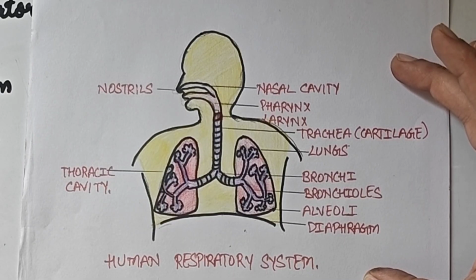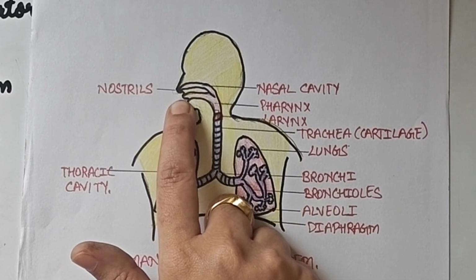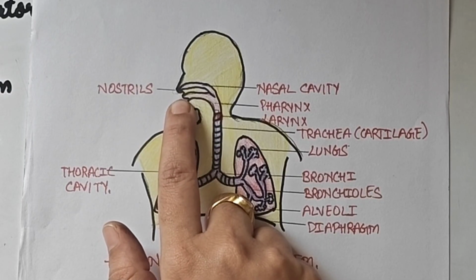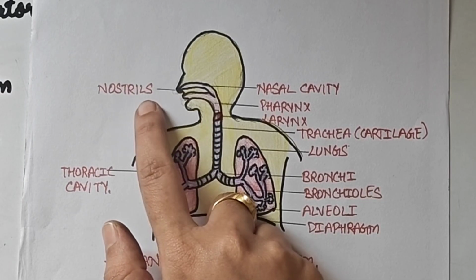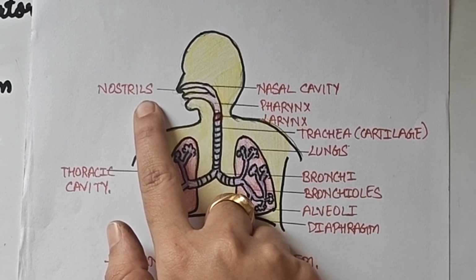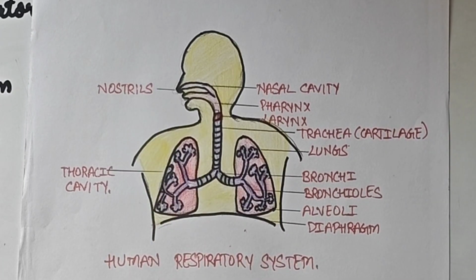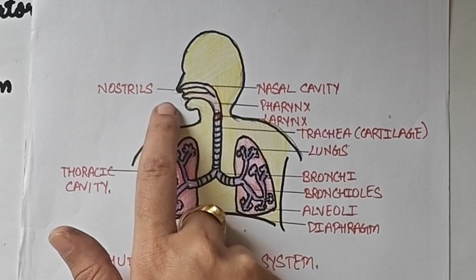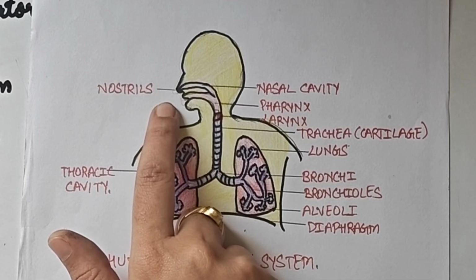So let us understand what these labelings are that I have written here and what the parts of the human respiratory system are. First of all, we have got a specialized structure in our body which is known as the nose, and the nose has got holes in it which we call nostrils. Through these nostrils we take in the air, right? We inhale the air through the nostrils and we even exhale the air through the nostrils as well. So nostrils are the holes in your nose.